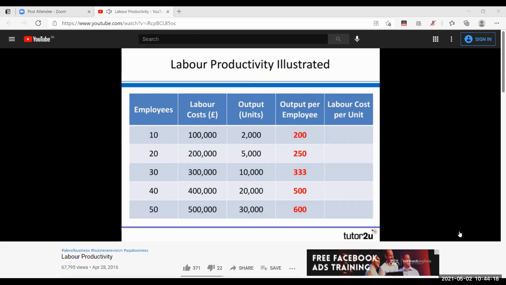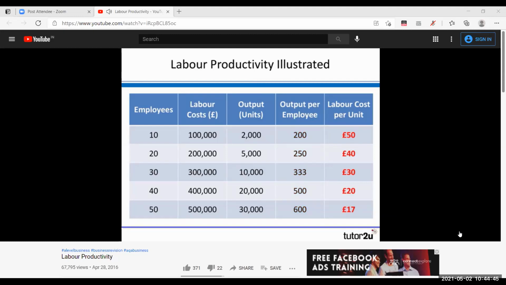And if you move all the way down to, let's have a look at the line, 40 employees, their costs are 4 times as much there as it would have been with 10 employees, because there's 4 times as many employees. But the output is significantly higher. At that stage, because of however the business has been organised, you're getting 500 units of output per employee. That's a much more productive level of labour productivity.